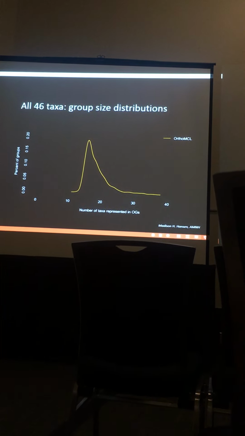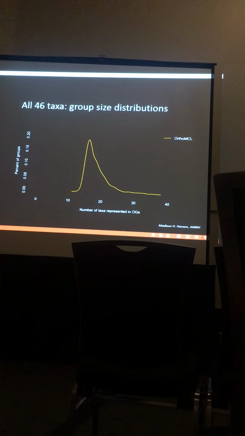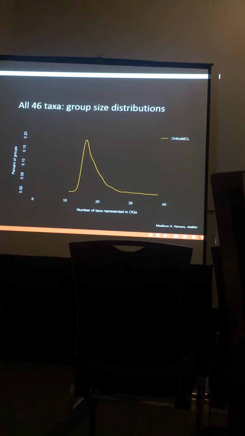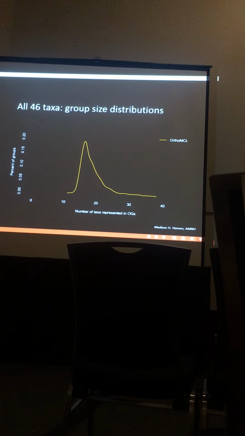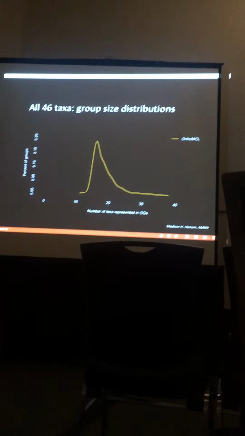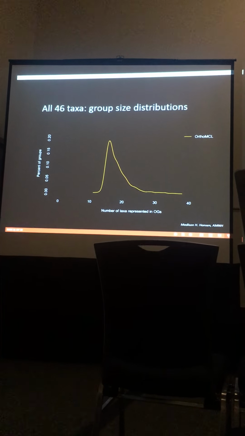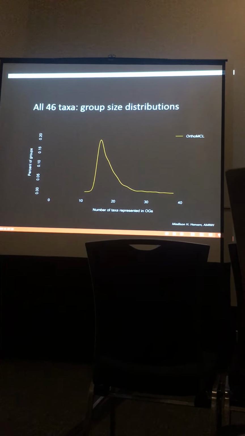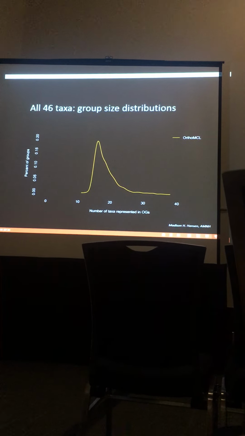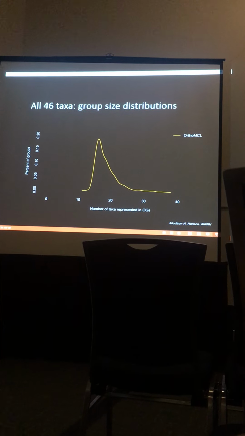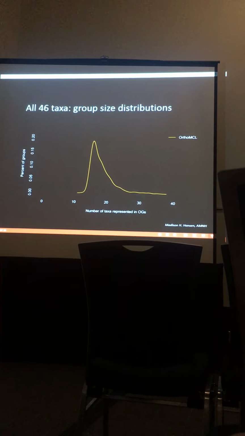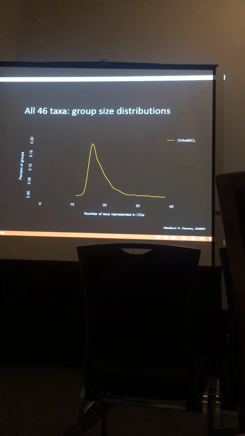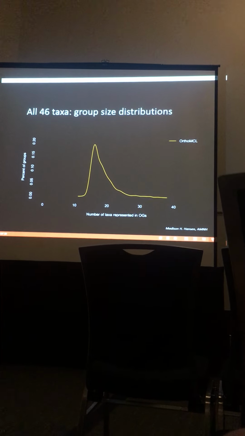Now, if we look at the entire data set, what kind of groups are we getting? So what this graph shows is we have OrthoMCL, and on the x-axis we have number of taxa represented in the orthologous groups. Because the peak is around 15, that means that for OrthoMCL, most of the groups it makes have at least 15 taxa represented, so 15 sequences. If you wanted to have a more complete matrix for your phylogeny, you would want more taxa in each group.